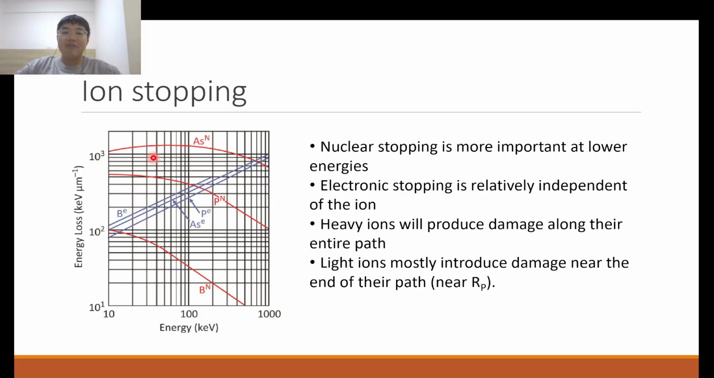However, we see that for heavy ions, nuclear stopping is very significant for all energy values. That means heavy ions will produce this kind of damage to the silicon lattice along the entire path, regardless of their energy. So this is just something to take note of.